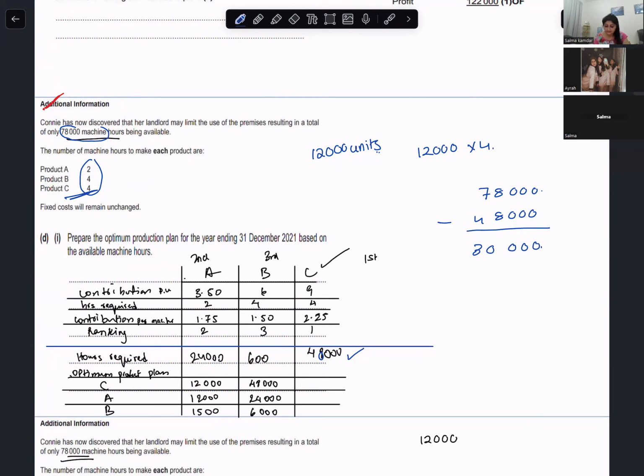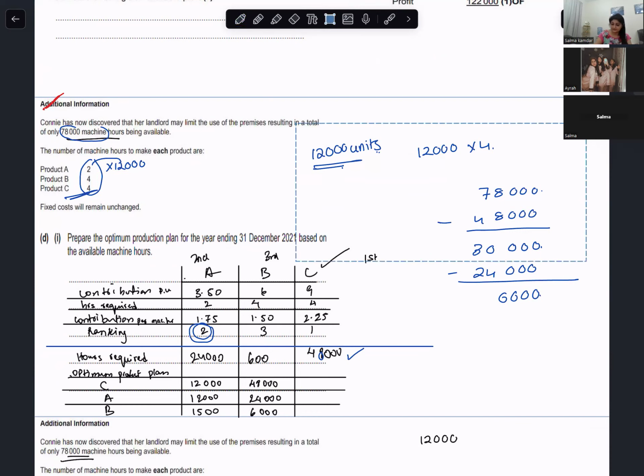Now for the second ranking, product A. You'll use 12,000 is your maximum units. I meant 24,000 hours. So 12,000 into 2, so minus 24,000 hours. What will you get? You'll be left with 6,000 hours. Now for product B, this is for product B only, 6,000 hours.